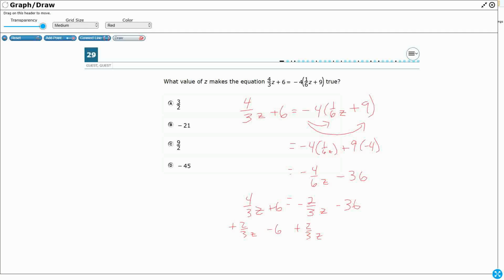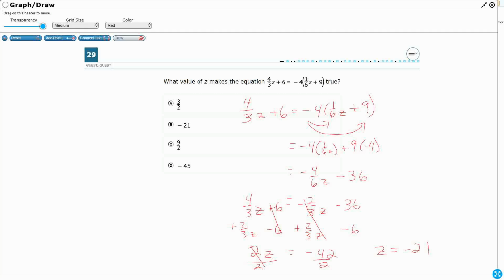Let's subtract 6 from both sides. Let's get that 6 out of there, so that's going to end up being -42. That goes away. This ends up being 6/3 z. 3 goes into 6 twice. This is just 2z. So I'm ending up with 2z equals -42. You divide both by 2, and that becomes z equals -21. So I'm thinking my answer here is going to be B.